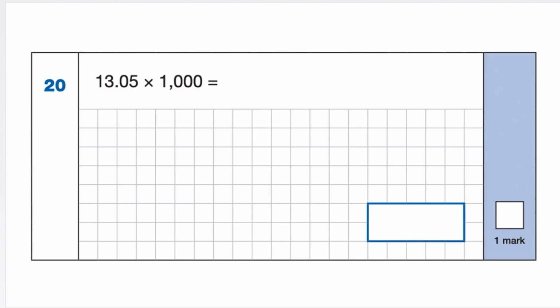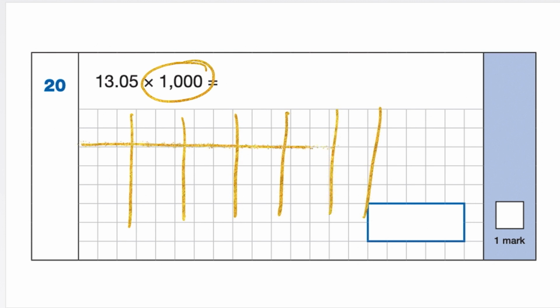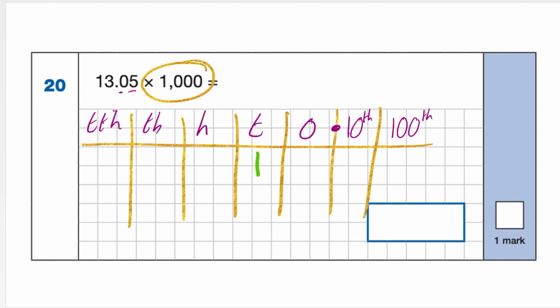Question 20 is another place value one, because look, we're timesing by 1,000. So I can just set my place value chart up again. But I can see I've got hundredths and tenths. So I'm going to put hundredths here, tenths, put my decimal, and then ones, tens, hundreds, thousands, 10,000s. And then I'm going to put my number in place. So it's 1 in the tens column, 3 in the ones column, my decimal, 0 in the tenths column, 5 in the hundredths column. And I'm moving them 1, 2, 3 times when we're timesing by 1,000.